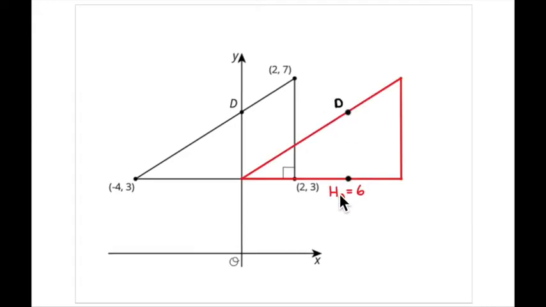All right, so if we move it over, we know that the length in the horizontal direction is going to be 6 units, because this 2 right here minus this negative 4, by the way, this 2 is the same as this 2.